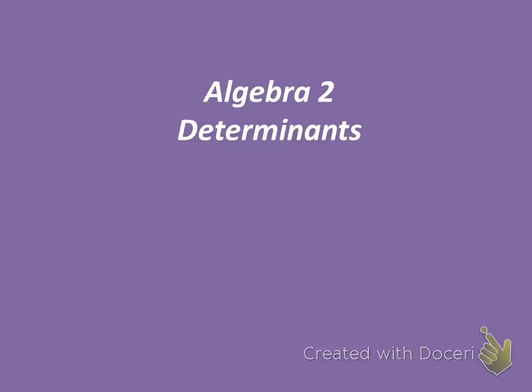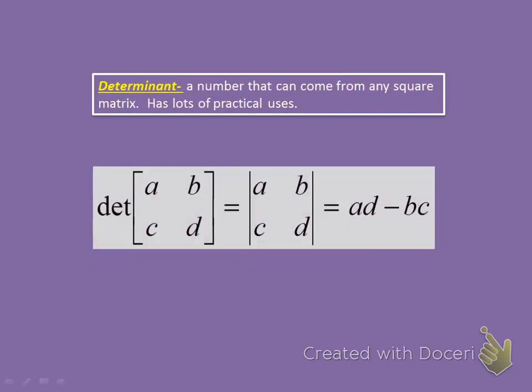Determinants for matrices. Oh, that's right. These are animated. My bad. There we go. Determinant. Is there one more?